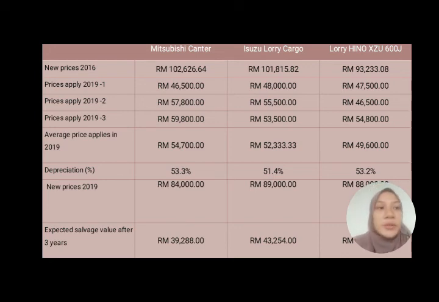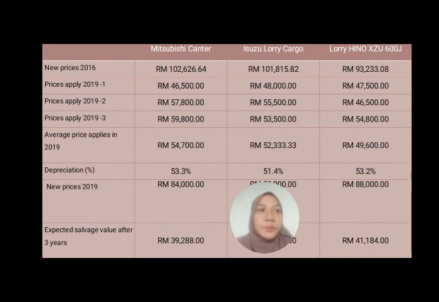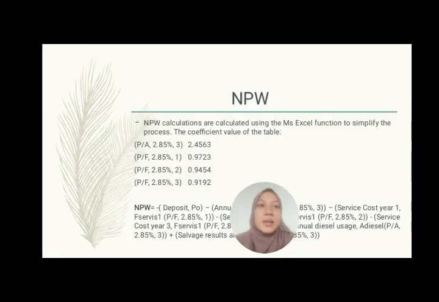For Hino lorry, our new price in 2016 is RM93,233.08. The average is about RM49,600, and the depreciation value is 53.2%. The new price in 2019 is RM88,000, and the expected salvage after 3 years is about RM41,184.